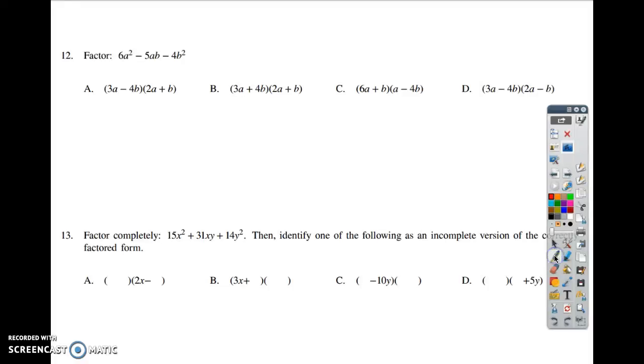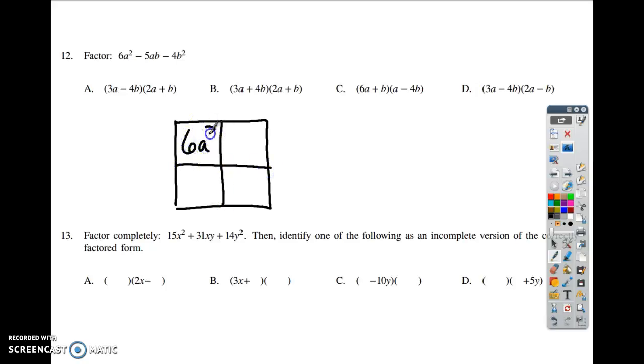Okay, so this is number 12 and 13 for the review for Friday's test. Number 12 looks a little bit tricky when you put it in the box, because inside the box, now you have 6a squared, but you also have negative 4b squared. So what do you do when you see something like that? You have to know that these two both have to be a, because a times a is a squared. So how do you get b squared? B times b. So this one has to have a b, and this one has to have a b.